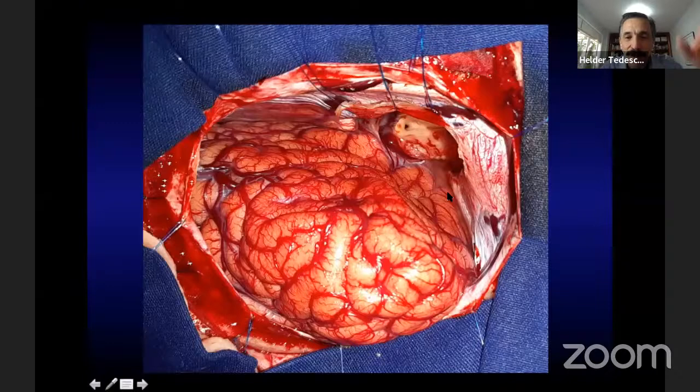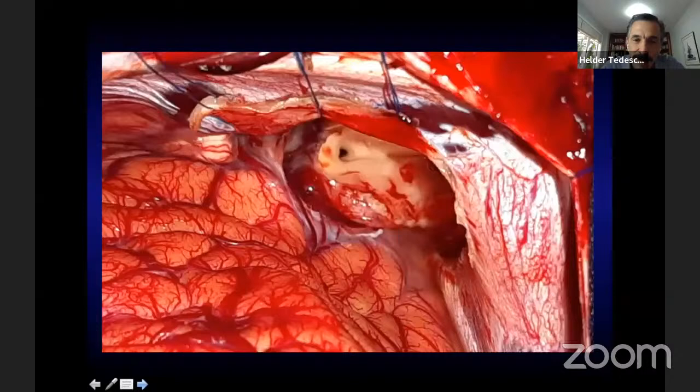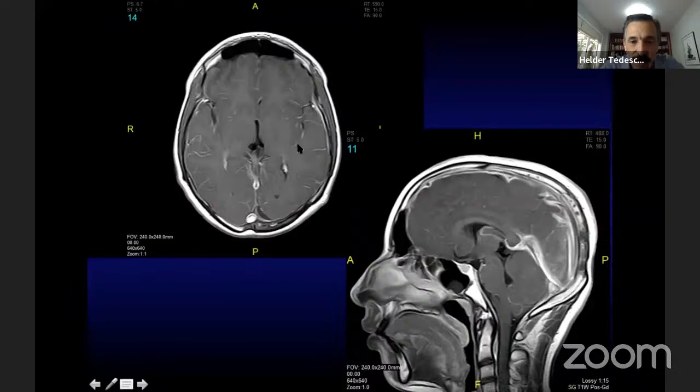So no problems, but you have to make sure that you do not damage the inner surface. So this is a view after the tumor has been removed. And you can see our way here, all the way. So there's not much retraction. You just have to rely on CSF drainage. And this is post-operative. This is a different tumor.